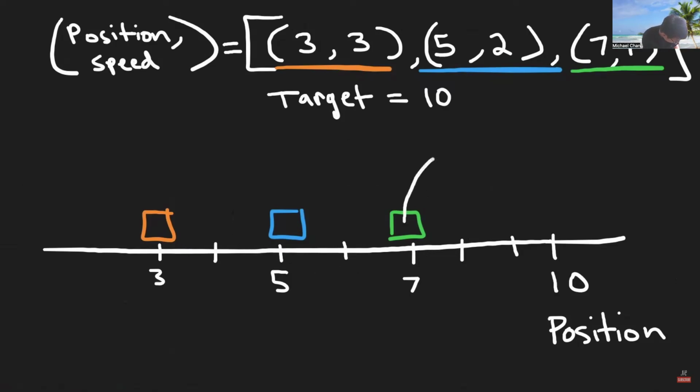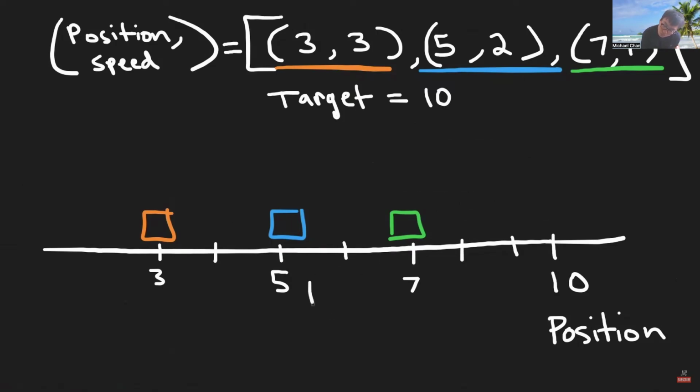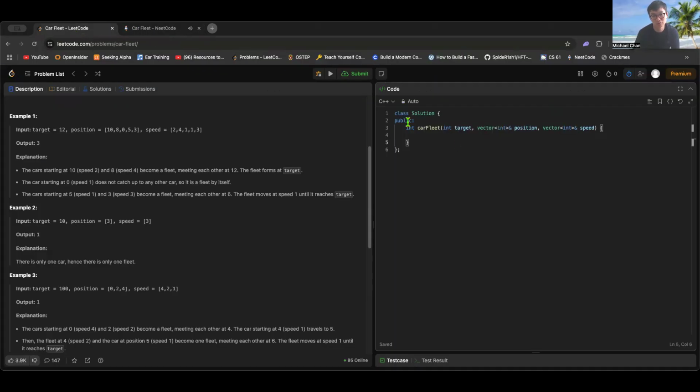We can just calculate what time this car is going to reach the destination and what time this car is going to reach the destination. If this car reaches the destination before or at the same time as this one, that must mean that they became a car fleet, right? They became a car fleet somewhere in the middle, somewhere in here. Okay, I think I kind of understand maybe.